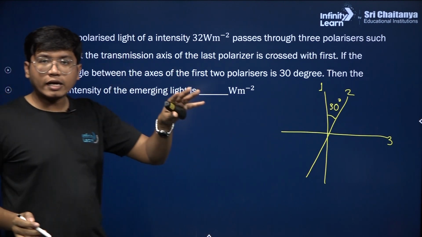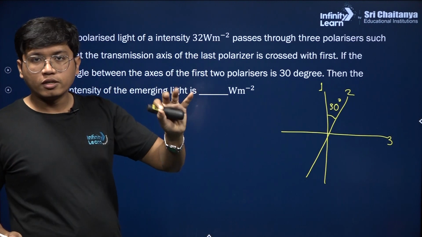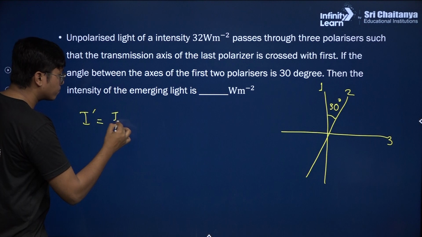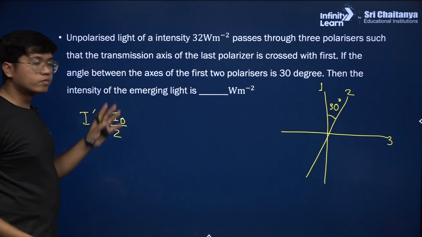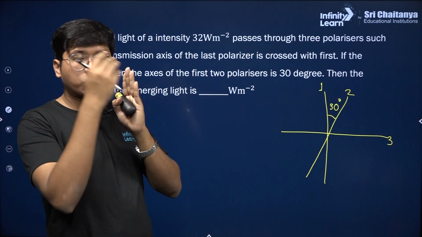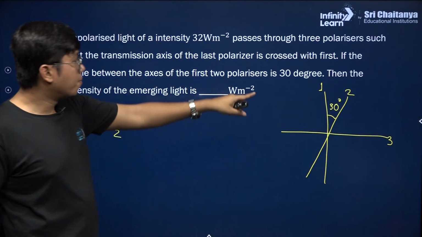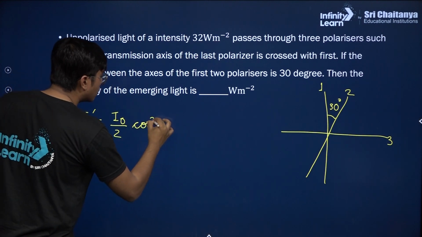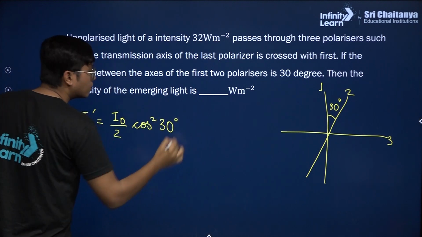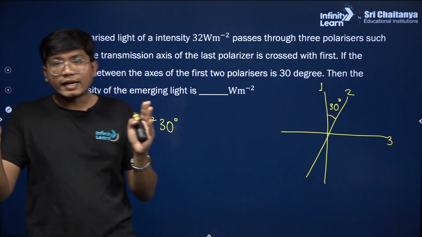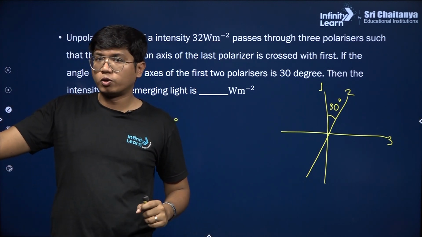As soon as unpolarized light comes in at I naught passes through the first polarizer, its intensity drops by half. So it becomes I naught by 2. After it goes past the first polarizer, I naught by 2 is passing into the second polarizer. There Malus's law would apply. So you would have cos square of 30 degree. So this amount of intensity is passing from the second polarizer and going towards the third polarizer.